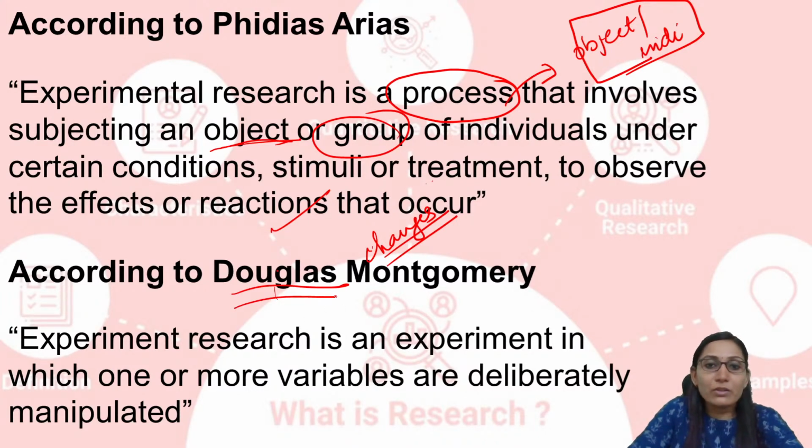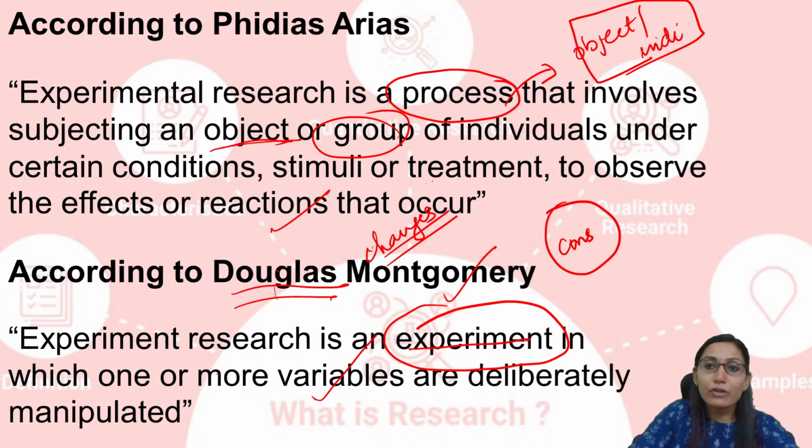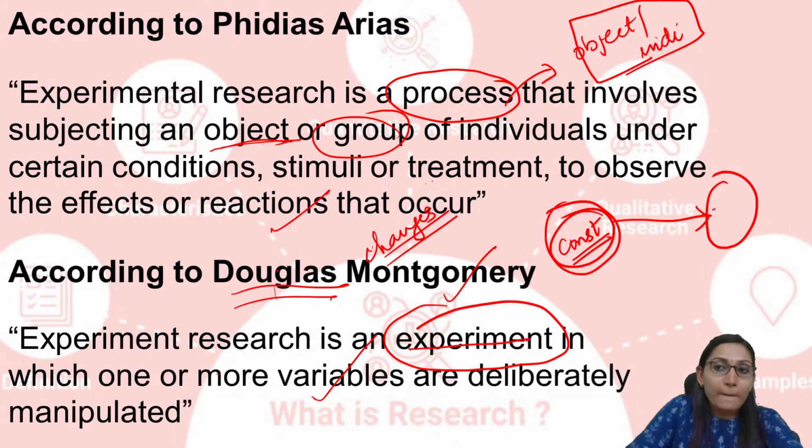According to Douglas Montgomery, experimental research is an experiment in which one or more variables are deliberately manipulated. That is what we said. There will be some set of constant variables, which do not change. But on the other hand, there are changing variables, dynamic ones.